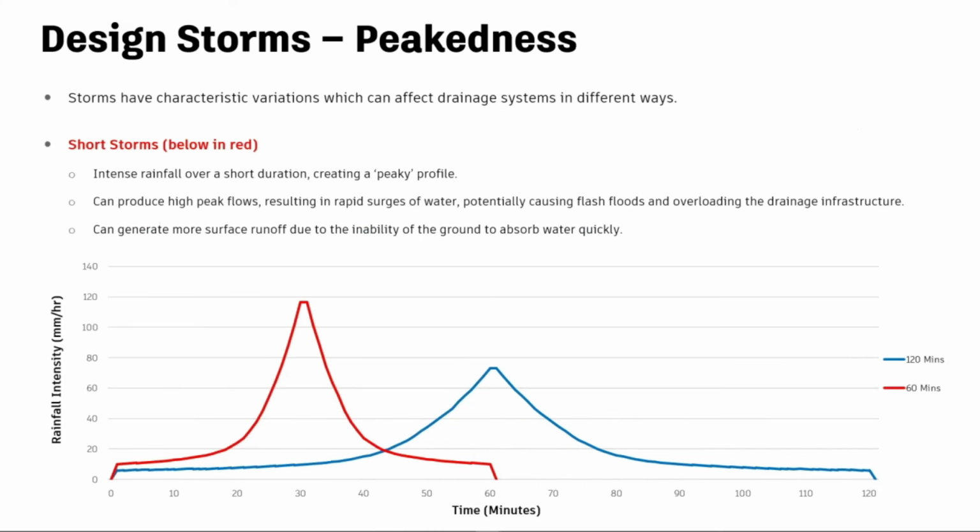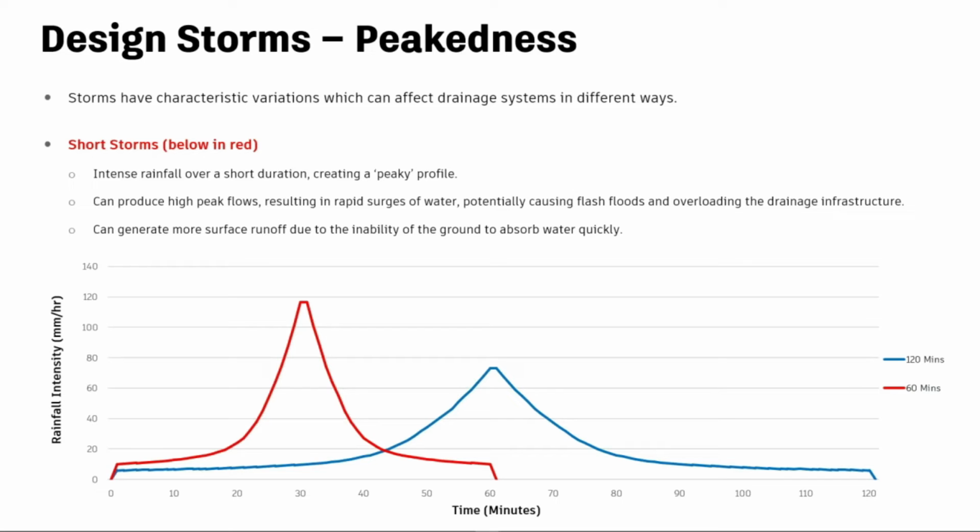Now we understand what design storms are. How do they influence our designs? One useful way of grasping the impact of a storm is by looking at the storm's rainfall profile. This will be rainfall depth or intensity over time displayed as a graph.